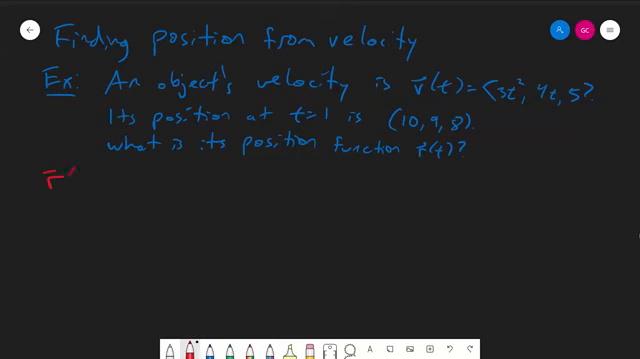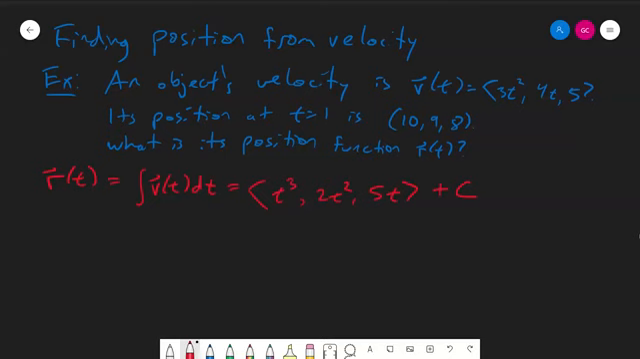So we start by saying that since velocity is the derivative of position, position is the integral of velocity. And remember that you just integrate a vector function component-wise. So in this case we get t cubed, comma, 2t squared, comma, 5t. Except remember what your calculus teacher probably tried to really get you to remember, which was to always write plus c whenever you do an indefinite integral.